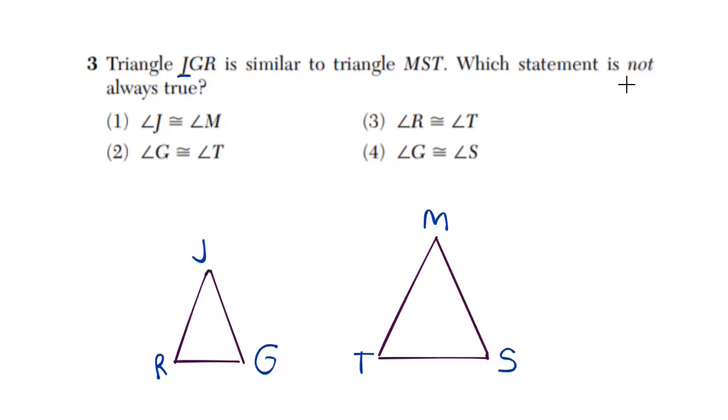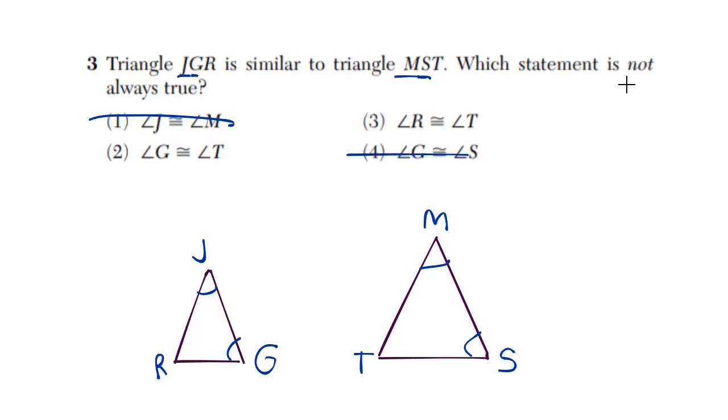The first letter here is J, the first letter here is M. Sorry, J is corresponding to M. So angle J should be corresponding and congruent to angle M. So those are congruent. So that has to be true. So that can't be our answer because it's not true. So if you look at 2, angle G is congruent to angle T. So if you look here, here's G. It's on the right side. That would be congruent to angle S. If you look, G is in the middle, S is in the middle. Those are corresponding. Those would be congruent. Actually, so 4 is true, but we want to know which one's not true.